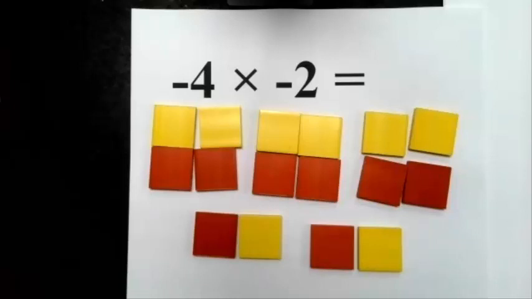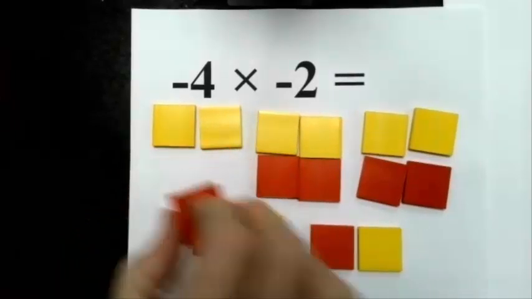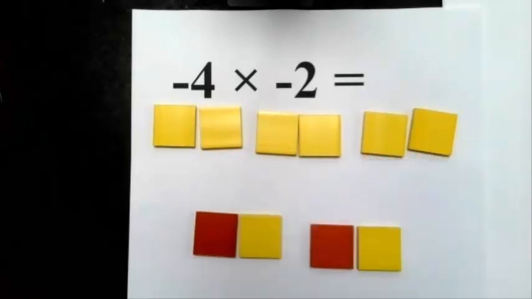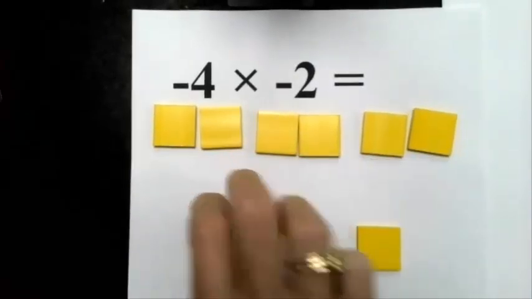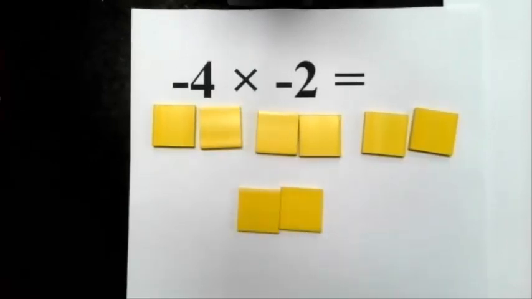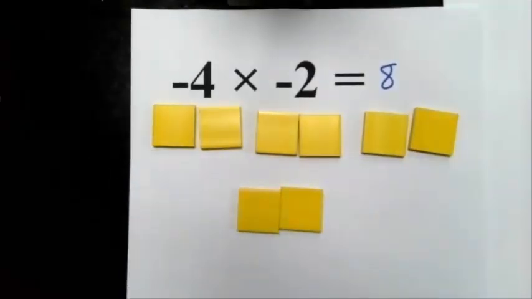I'm taking away pairs of negatives. Taking away 4 pairs of negatives. So I'm going to take away 2 red ones, another pair of 2 red ones, another pair, and finally the 4th pair. That leaves me with 8 yellow tiles. Yellow represents positive. I have 8 1s here. This is positive 8. So the product of negative 4 and negative 2 is positive 8.